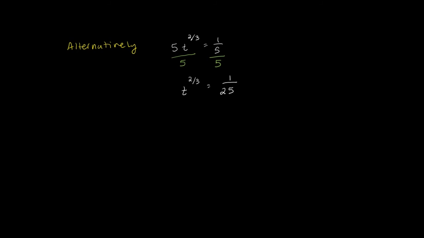I want to get rid of the 2/3 power, and so we're going to raise it to the reciprocal. That's the same thing that we were doing before. When we had the 1/3, the reciprocal of 1/3 is 3. So we're going to raise it to the reciprocal, and that will cancel out my 2/3 power, and we're going to get just t. Now on the right side, you're probably wondering, what are we going to get here? And this is where your calculator really comes in handy.